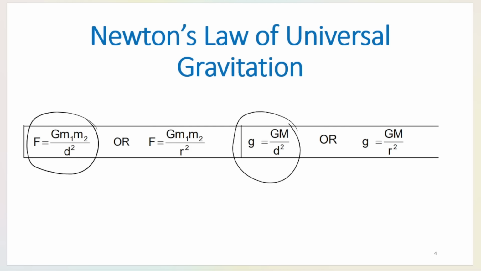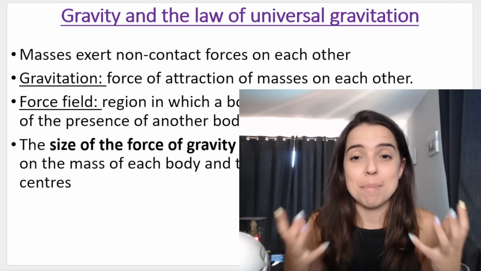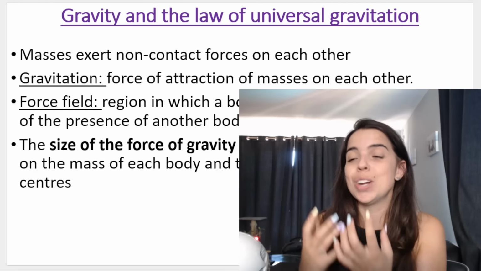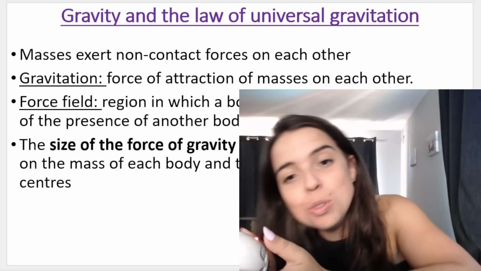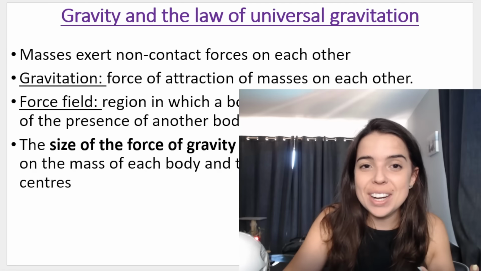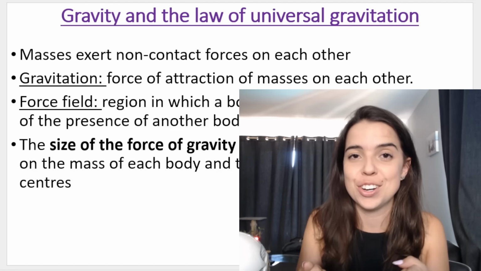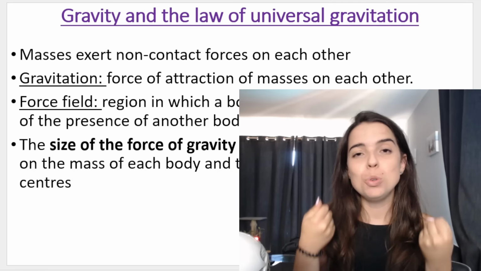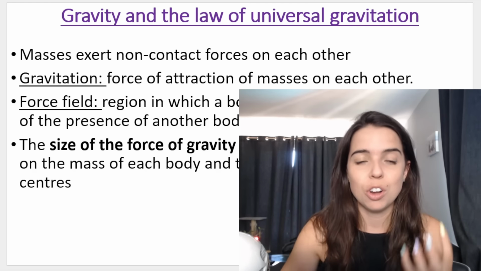But let's first go over the different definitions that you need to know. First of all, you should know that masses exert a non-contact force on each other. So anything that has a mass will exert a force on anything else that has a mass. It's a non-contact force, which means the two things don't have to be in contact with one another. And gravitation is one of these forces. It's a force of attraction of masses. So the force of gravity is why we fall towards the ground, while we fall towards Earth.